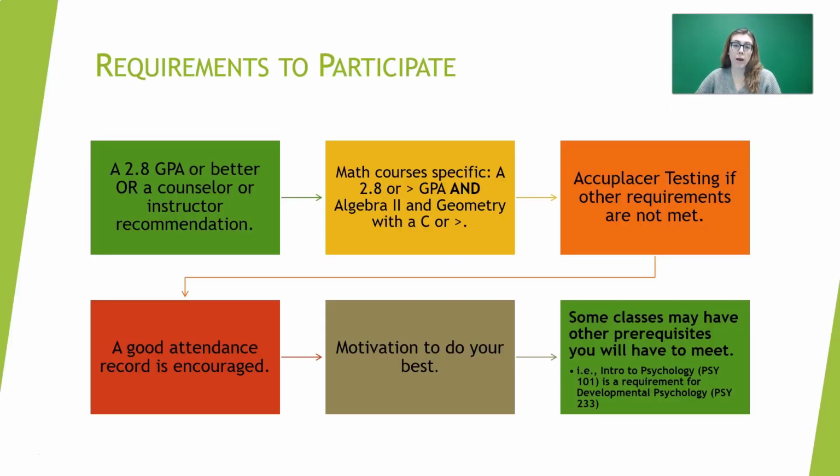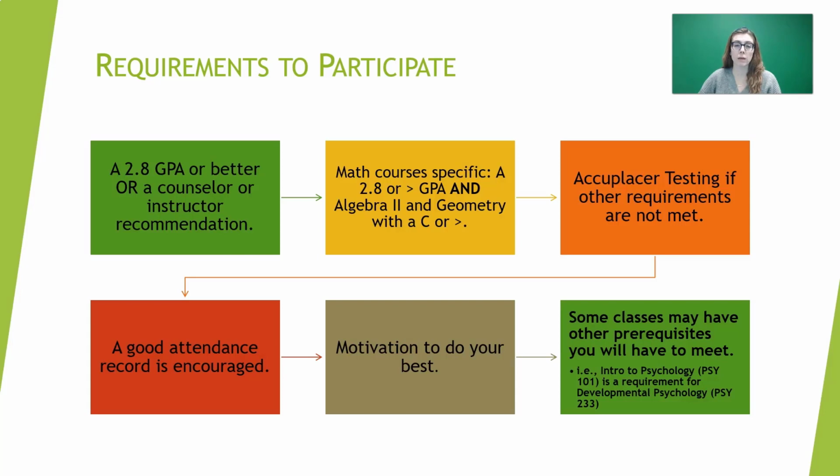Okay, so let's talk about the requirements to participate. As you can see there, number one is a 2.8 GPA or better, or also a counselor recommendation or instructor recommendation. And I work very closely with the high school counselors, so you definitely want to start with them if you're interested in doing a college course. For English 101, the 2.8 GPA is a requirement. Then when we're looking at math specific courses, that 2.8 GPA is also a requirement, and Algebra 2 and Geometry with a C or better.